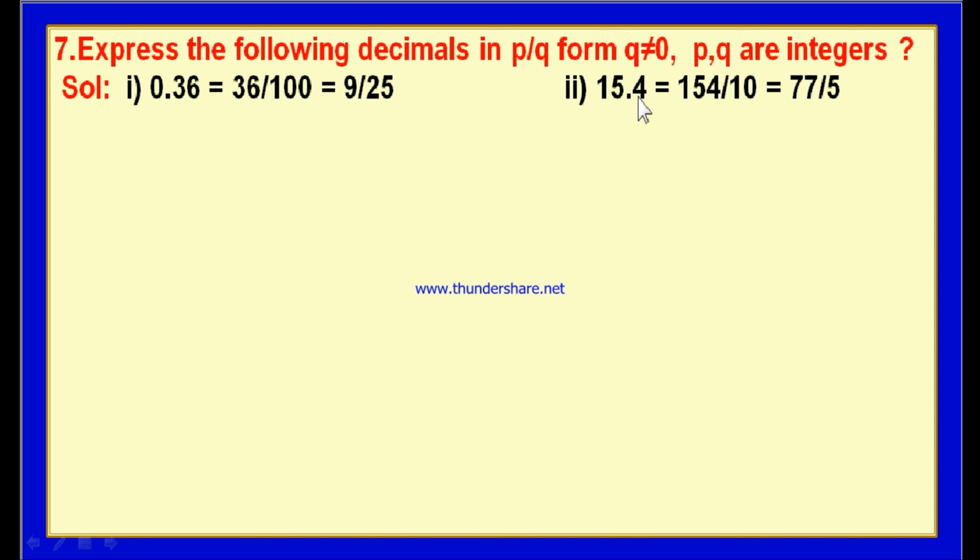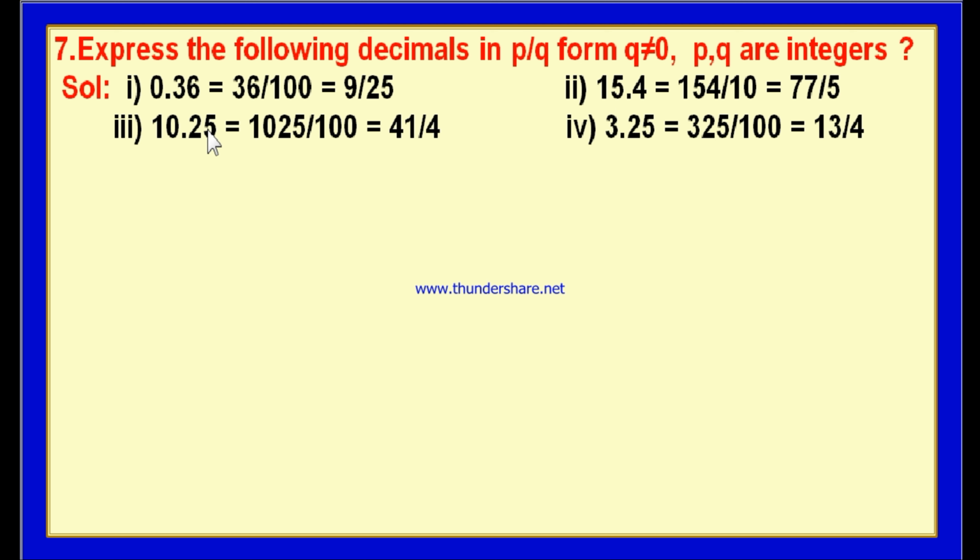15.4. As there is only one decimal place, it is 154 by 10. Now you cancel 2 in both numerator and denominator. 2 in 154 77 times and 2 in 10 5 times. So that 15.4, if you convert it into P by Q form, it is 77 by 5.